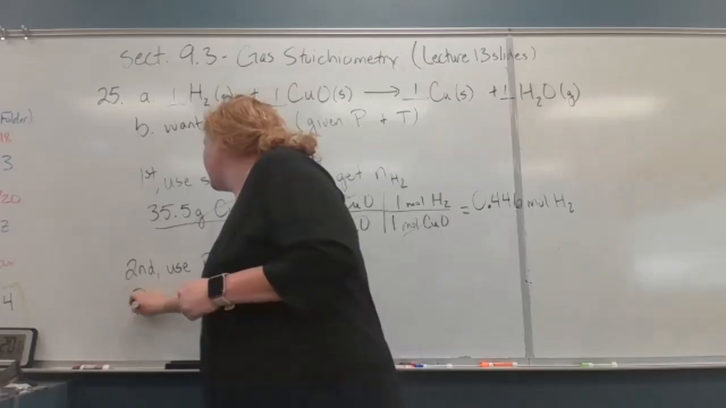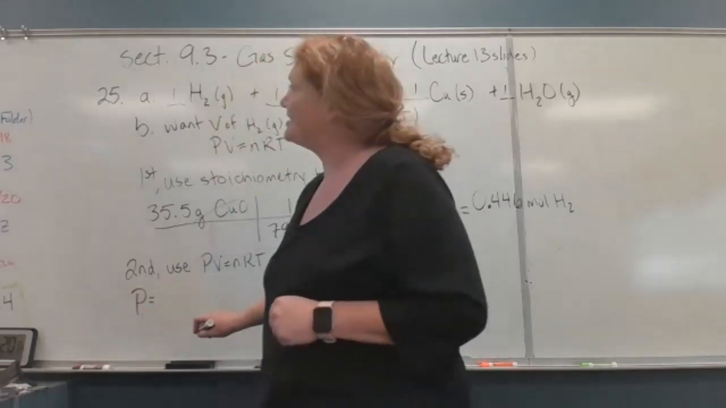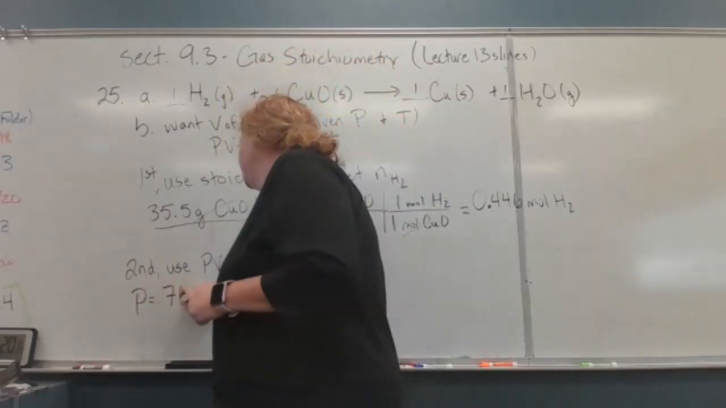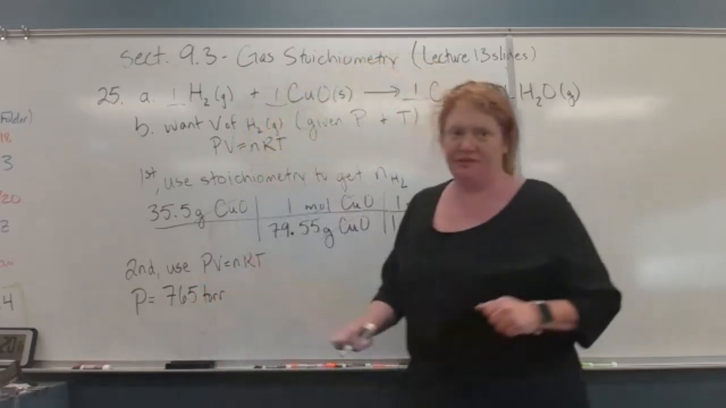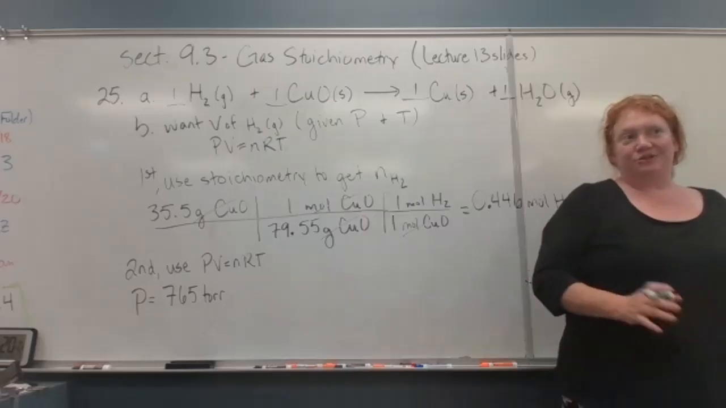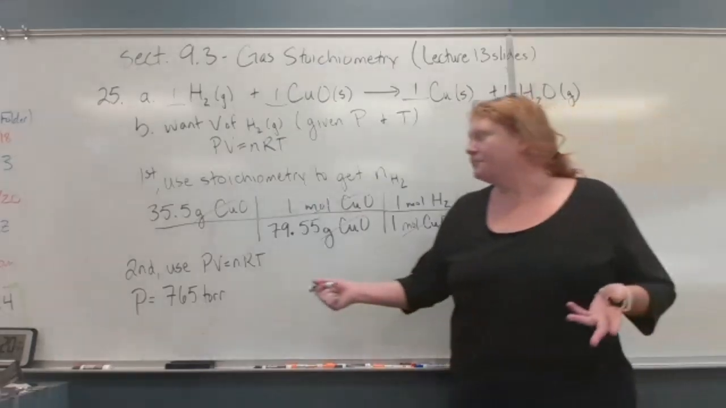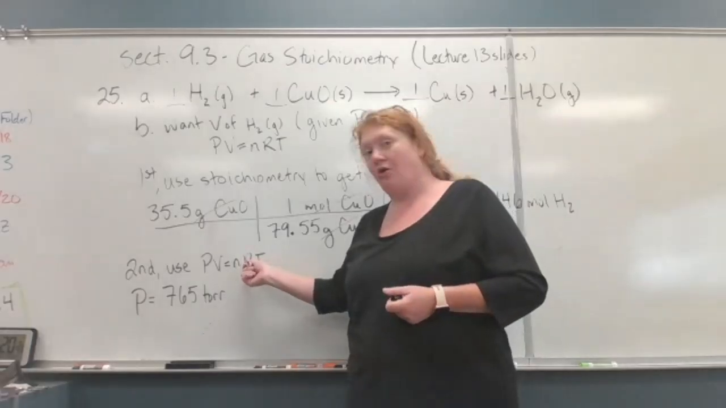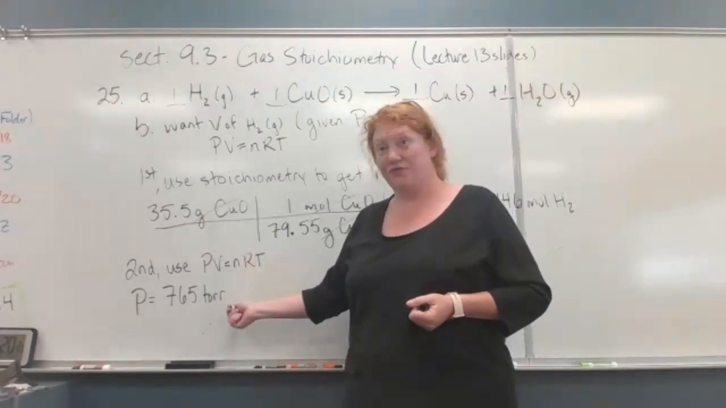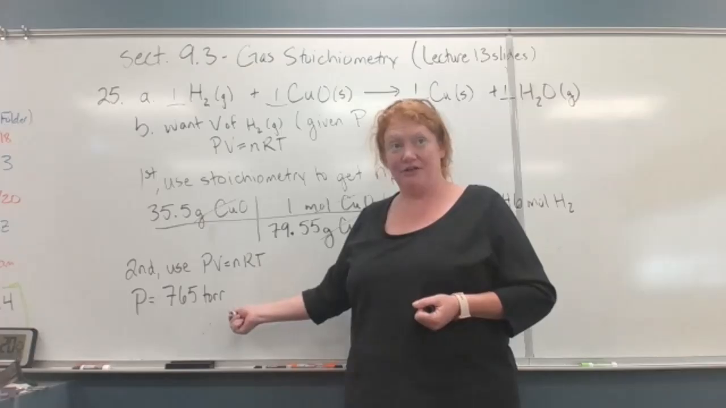What was the pressure we were given in the problem? 765 torr, which is a pressure unit identical or equivalent to millimeters of mercury. But if I'm using the ideal gas law and I'm using my constant R value, I have to convert this from torr to atmospheres.